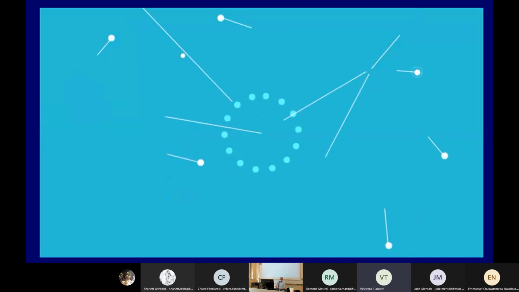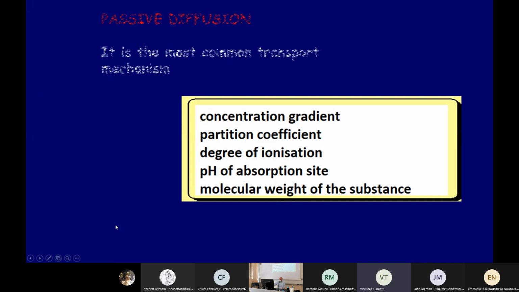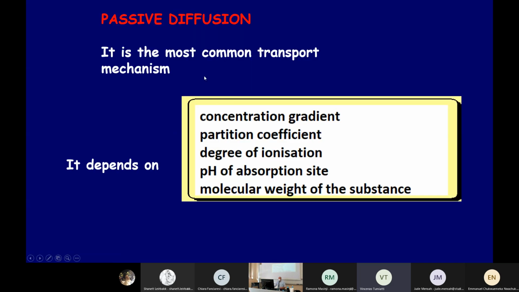Action potential, you know. This is an example, of course. So passive diffusion depends on the concentration gradient of your drug, the partition coefficient, we'll see the meaning of this, the characteristics of the molecule, the degree of ionization, the pH of the absorption site, and the molecular weight of the substance.